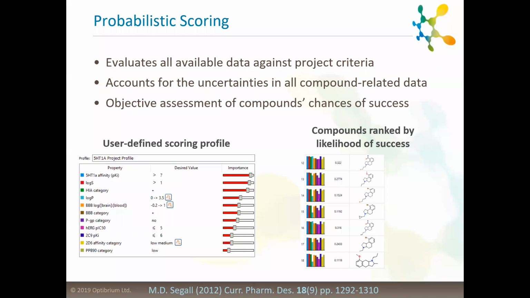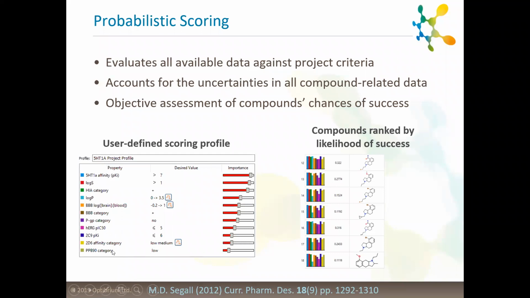So our unique approach to multi-parameter optimization is through the creation of a probabilistic scoring profile. And this is a method of ranking compounds based on their likelihood of success using all of the available data, and it also takes into account the uncertainty in each predicted or experimental point. And that allows the user to make a decision with confidence about whether two compounds can be distinguished with confidence. On the left here, we have an example of a user's scoring profile.